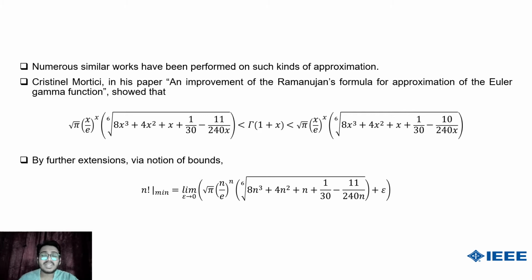By extending via the notion of bounds, we could say that the minimality of the general factorial will be the limit as epsilon tends to 0, square root of pi n upon e raised to the power of n, sixth root of 8 n cube plus 4 n square plus n plus 1 upon 30 minus 11 upon 240 n plus epsilon. Again, this epsilon will nearly tend to 0, so it is of very negligible interest.